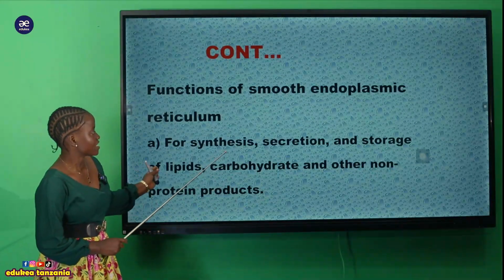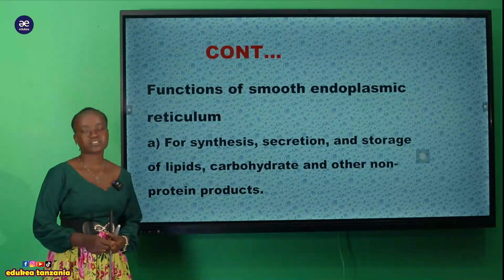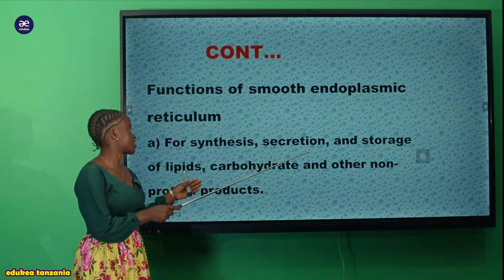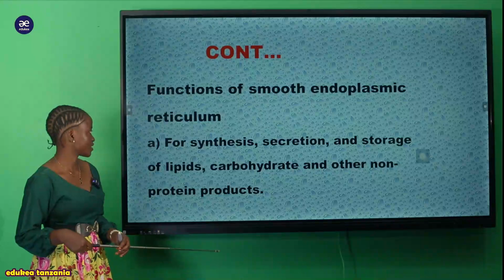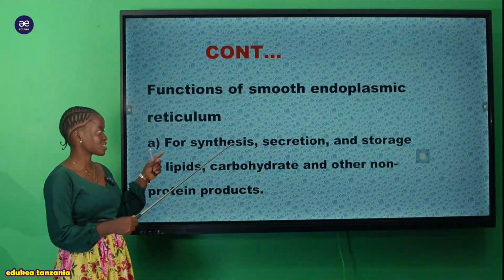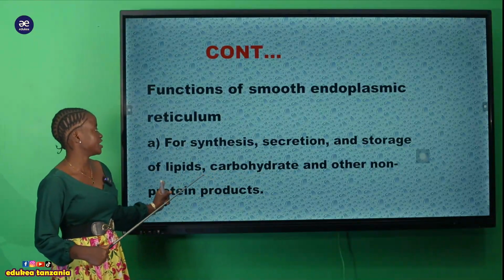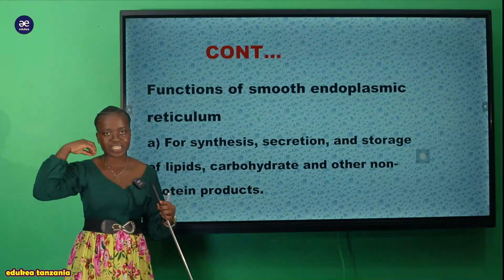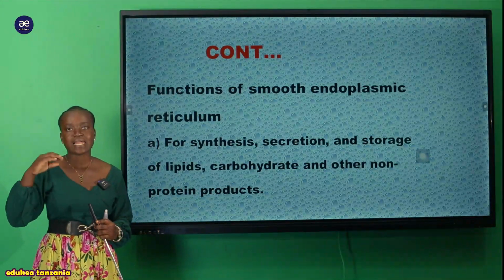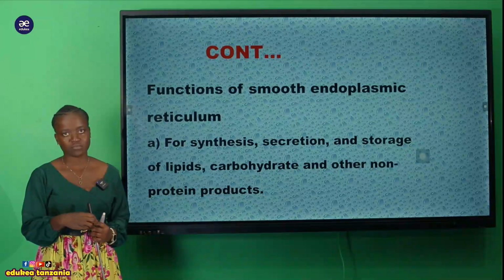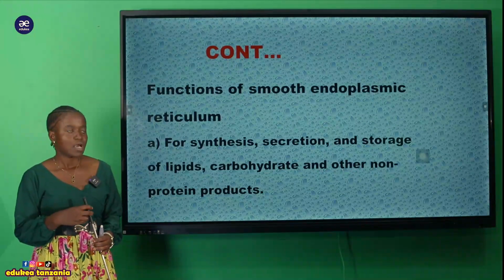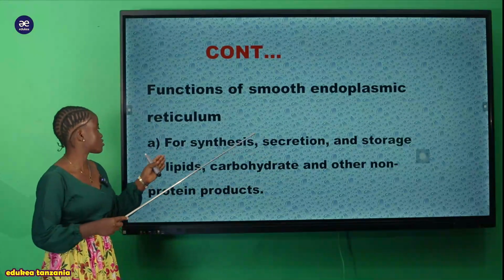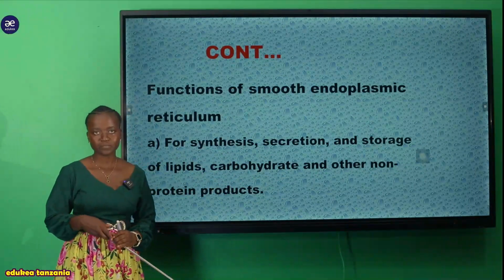The first, you can see, is synthesis. They are used in the synthesis of steroids. They are used in the secretion and storage of lipids. Here we are talking about lipids. So it is used to synthesize, secrete, and store lipids. Kwa inatengeneza, pia ina secrete, inazalisha na kutunza lipids which are found within the body of an organism. Apart from that, it is also used in synthesis, secretion, and storage of carbohydrates.